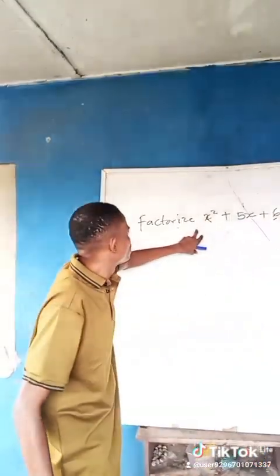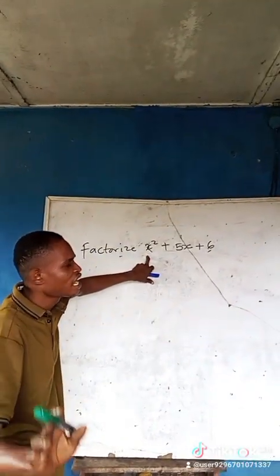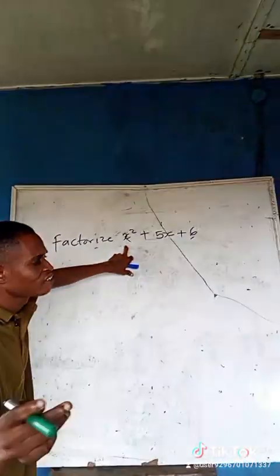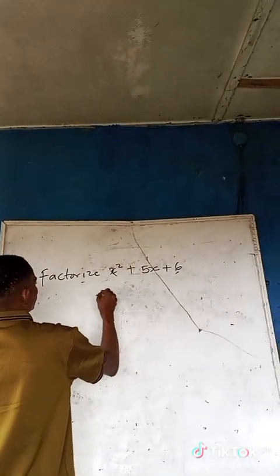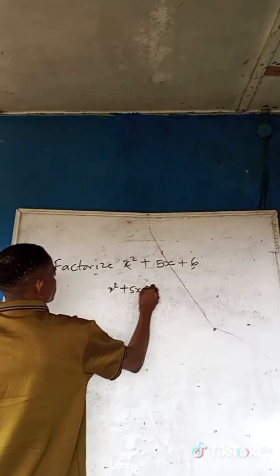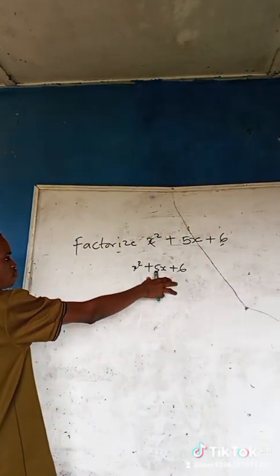So now, this is the topic on factorization. How can we solve this problem? This is how we can solve this problem. Now let's try it. We have, factorize x squared plus 5x plus 6. They say factorize the following. This is how you do it.